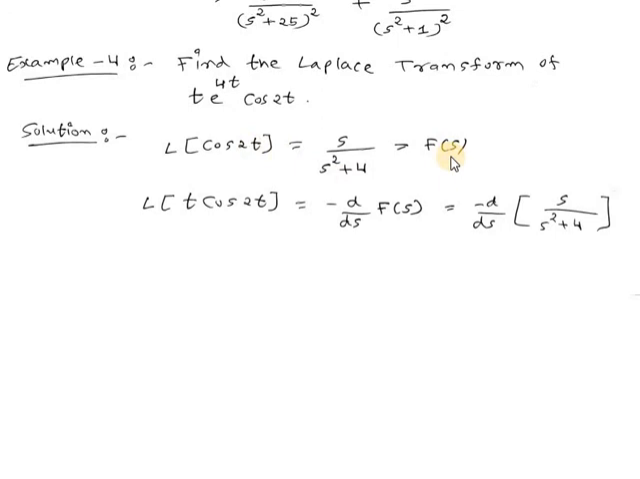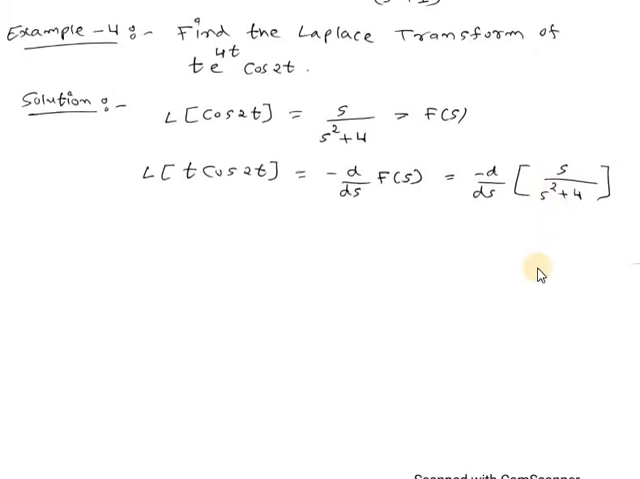So this is our f of s. Now we will find out Laplace of t into cos 2t. So it will be minus d by ds f of s, so it will be minus d by ds of s divided by s square plus 4. So here we will use u by v formula.